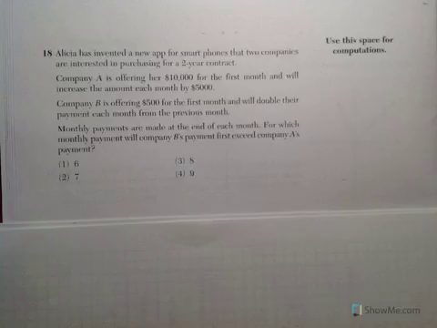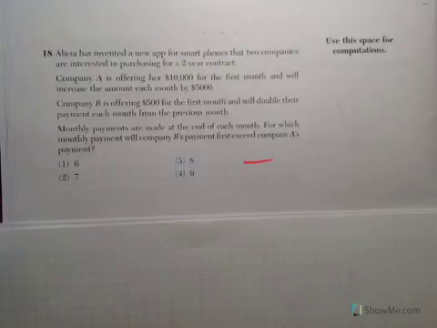Number 18, Alicia has invented a new app for smartphones that two companies are interested in purchasing for a 2-year contract. Company A is offering her $10,000 for the first month and will increase the amount each month by $5,000. Company B is offering $500 for the first month and will double their payment each month from the previous month. Monthly payments are made at the end of each month. For which monthly payment will Company B's payment first exceed Company A's payment?